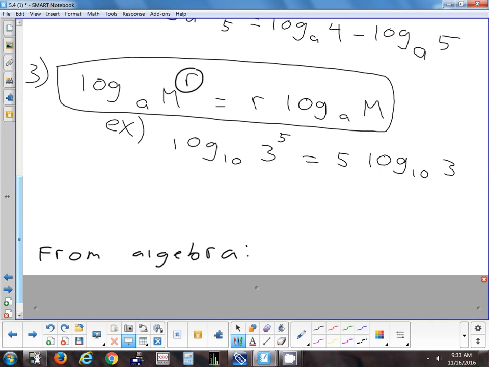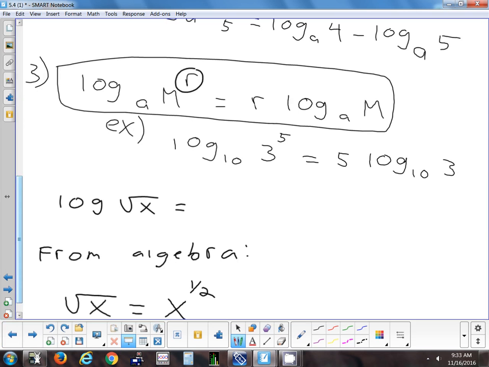Now there is a time you can have a hidden exponent. There's an exponent in that problem, but it's hidden. And we talked about that on Monday. Does anybody remember what the hidden exponent is? 1/2. Yes, it's a 1/2.